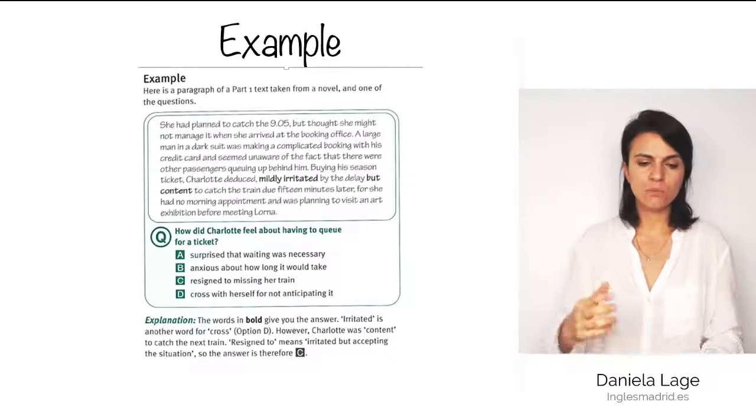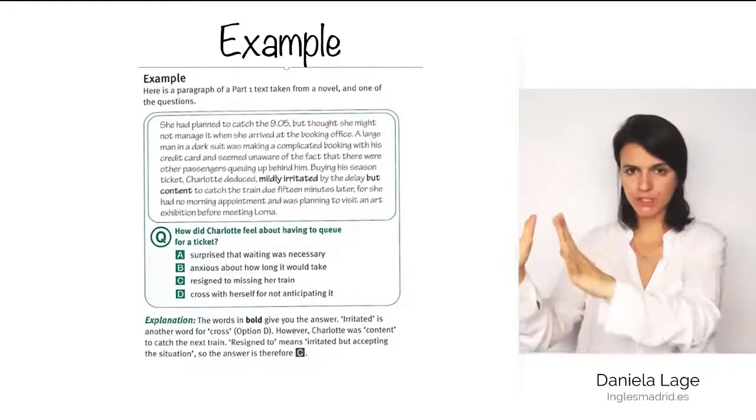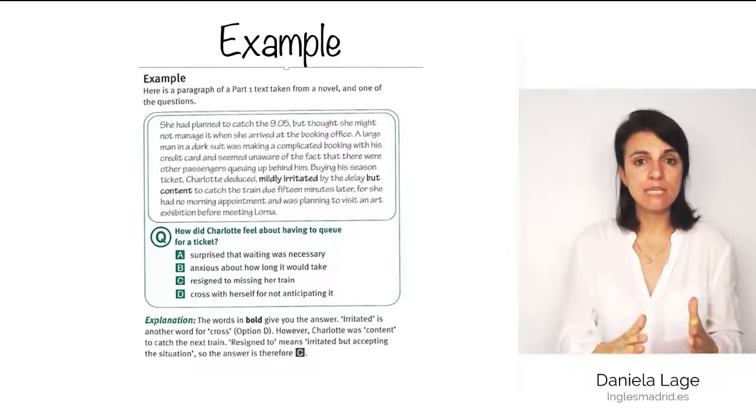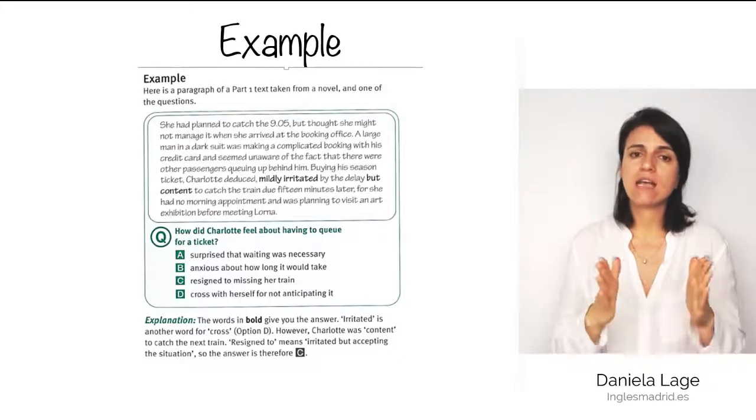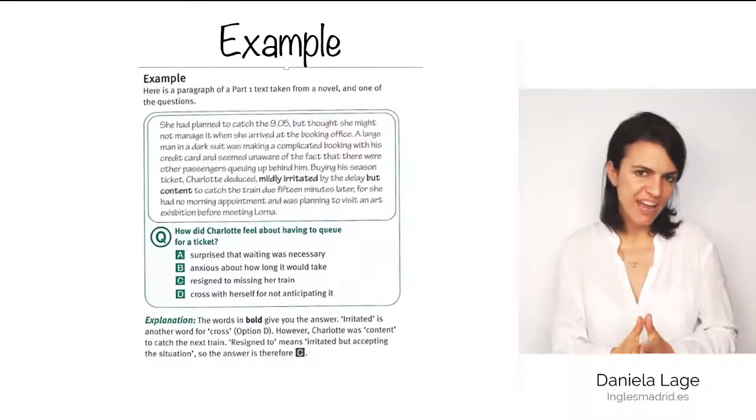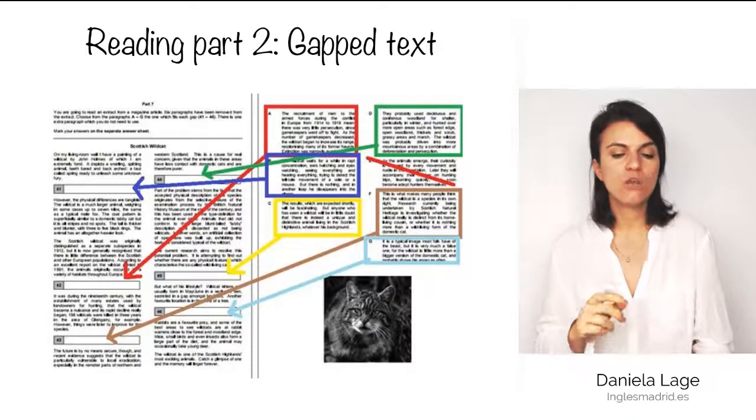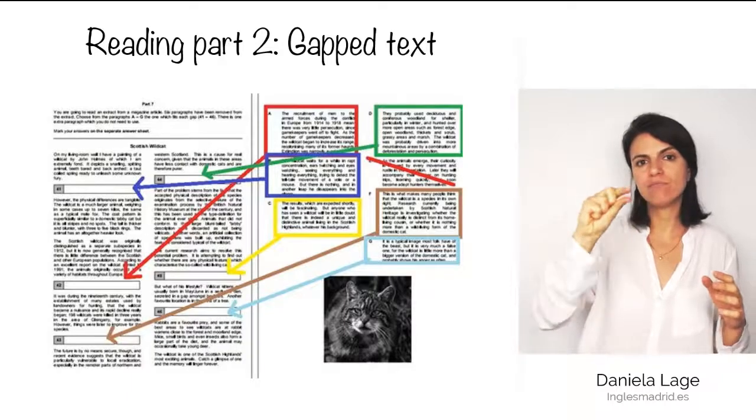Okay, so reading part 1: text, questions, options, and we have to look for the best option. It seems easy, but remember, it's not so easy as the text has difficult vocabulary. Okay, great. Now, let's go to reading part 2, gap text. Look what happens. Here we have a text. They give us gaps to fill.